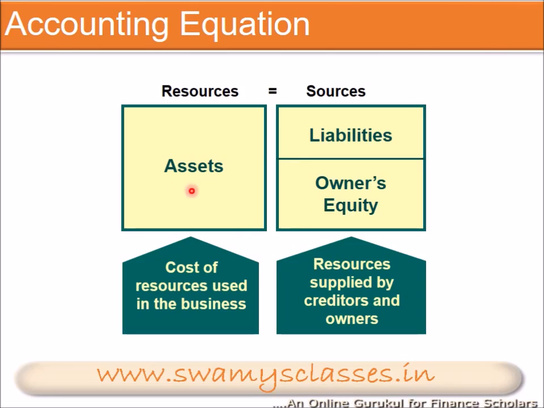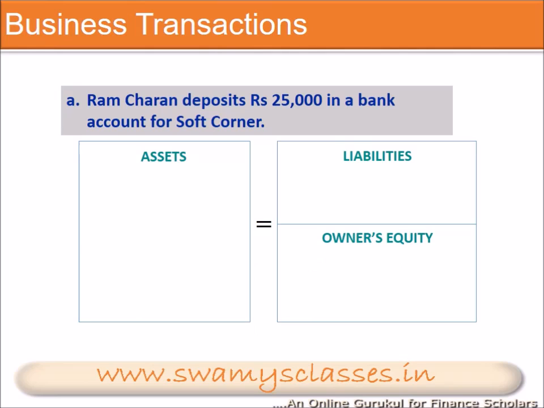So assets basically means what we own, liabilities are what we owe to outsiders, owner's equity is what we owe to our own owner. So with this basic understanding, we will now get into the example. Ram Charan deposits rupees 25,000 in a bank account for Soft Corner. Assume Soft Corner is nothing but the name of the business. Ram Charan is the owner and he gives 25,000 rupees capital to the business.